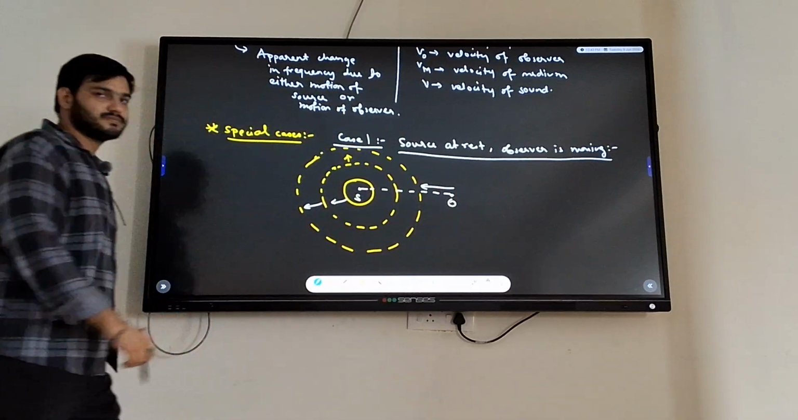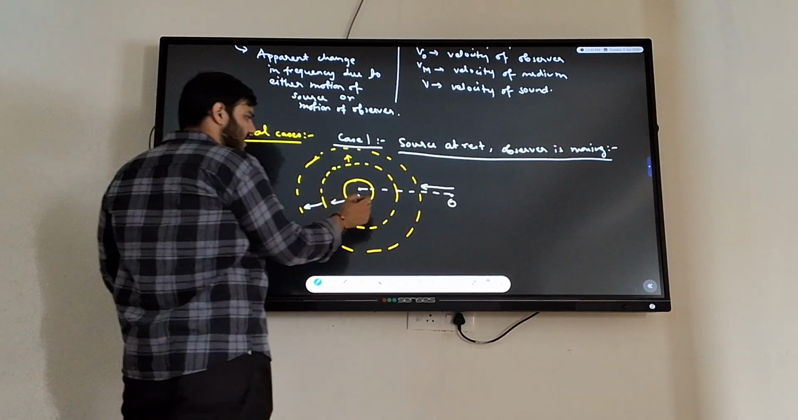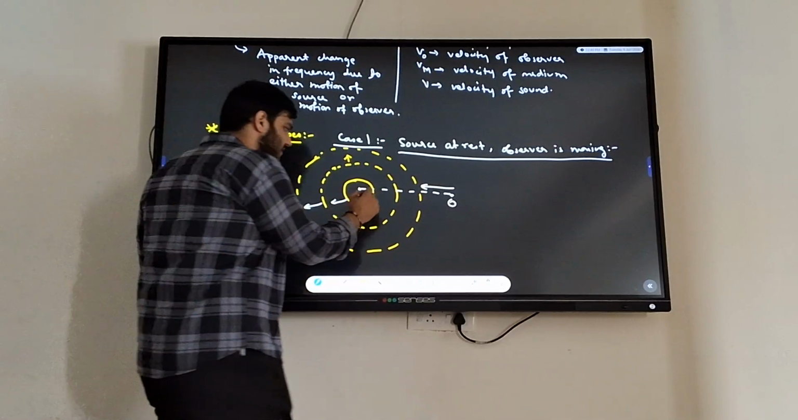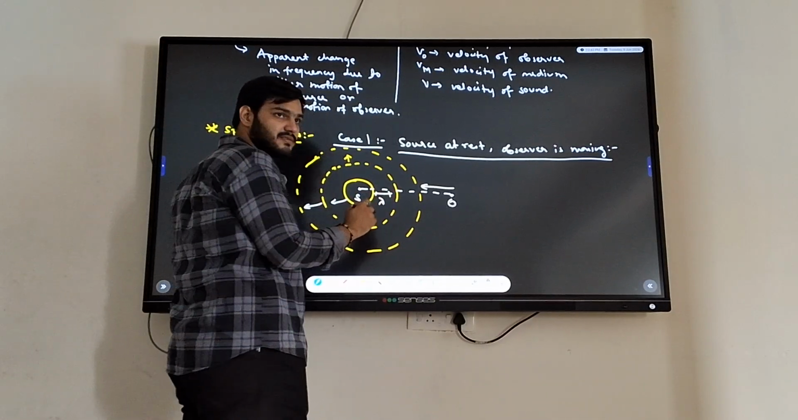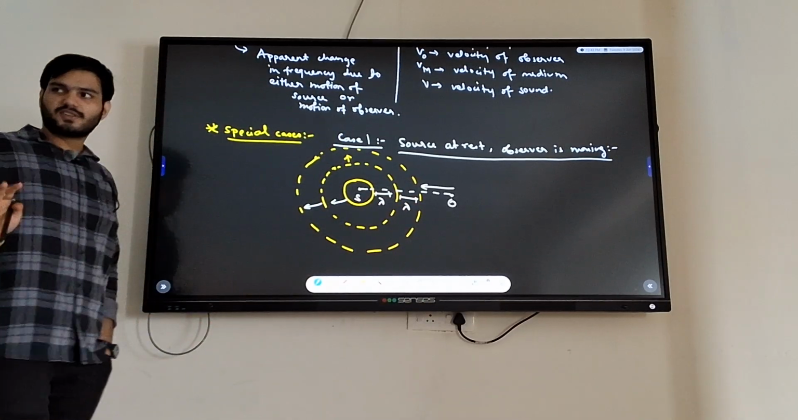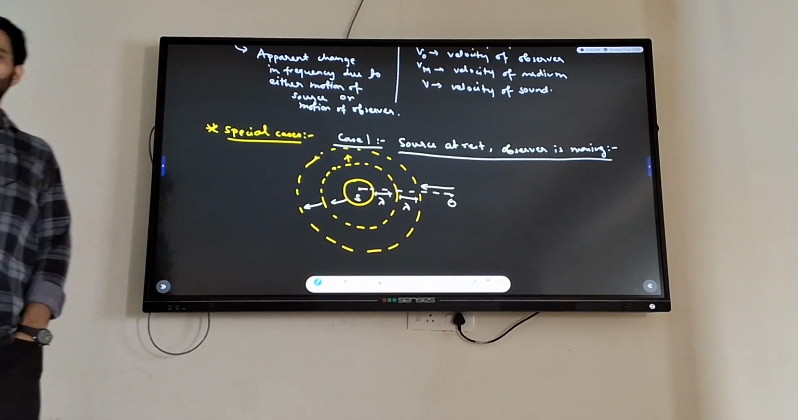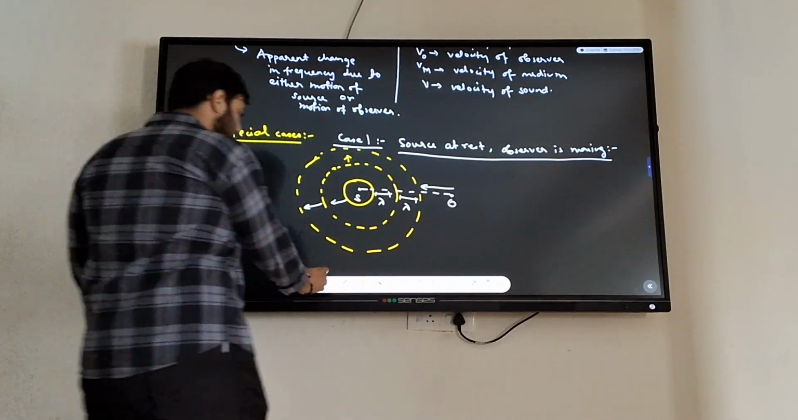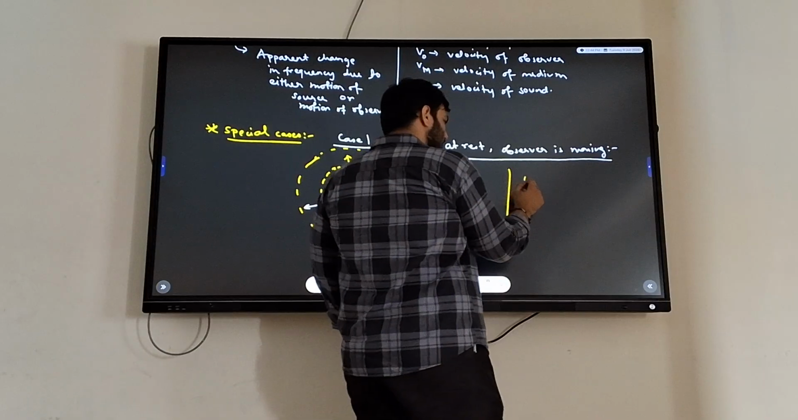I am assuming now that the motion will be along this line and my observer is moving towards it. The sound waves are moving. Acha, what is the distance between each sound wave? This is the distance, and that's lambda. This is also lambda. Now let me ask you this. Does the wavelength of the sound wave have anything to do with the observer's motion? How fast you are moving, how slowly you are moving? Does it matter? It does not. So the wavelength is independent of observer motion.